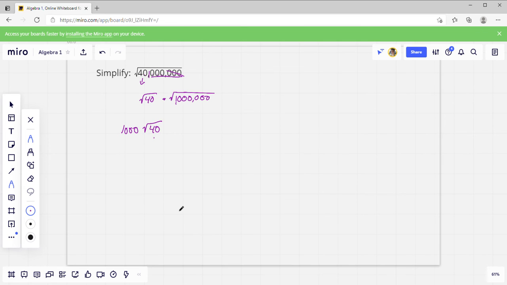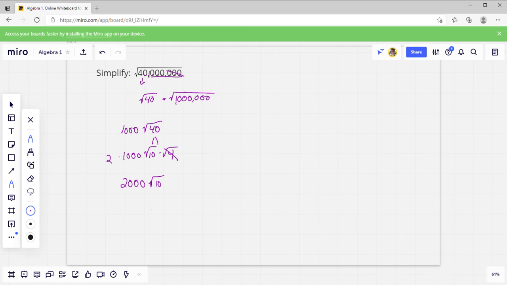And then the square root of 40, I can do the square root of 10, keep our 1,000 here, times the square root of 4, and the square root of 4 is 2, so we multiply that times our 1,000, and we get 2,000 times the square root of 10.